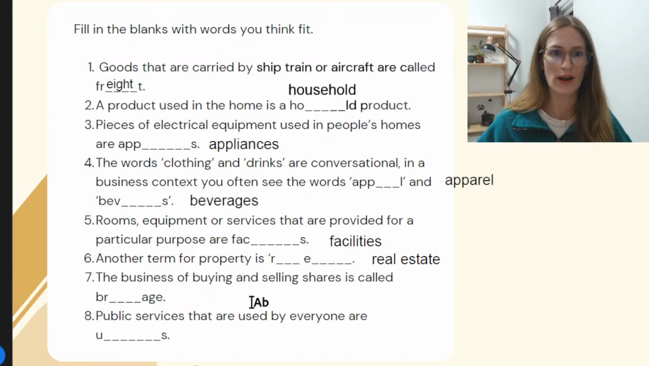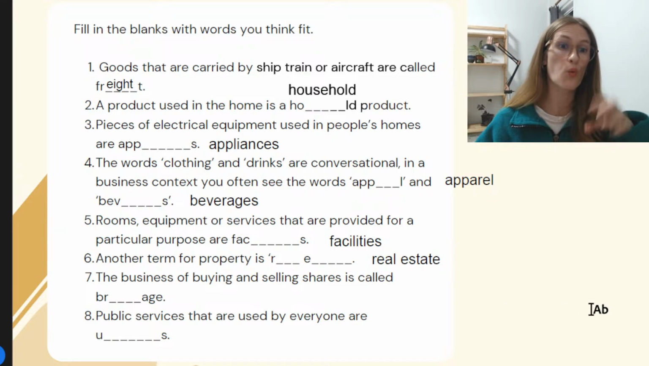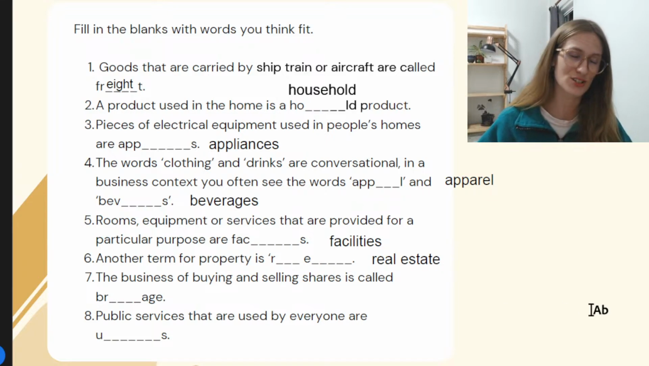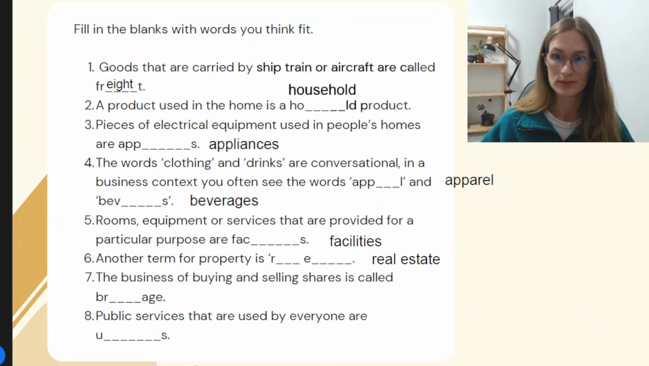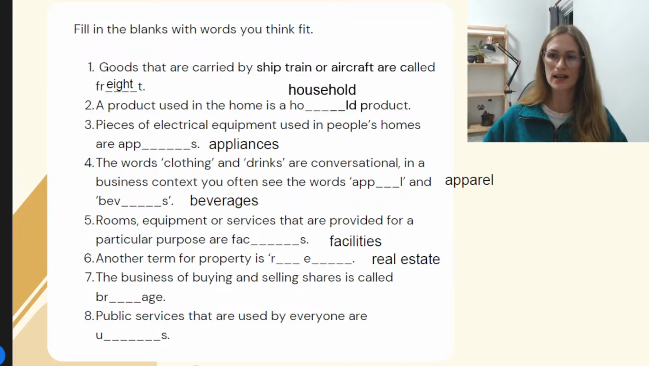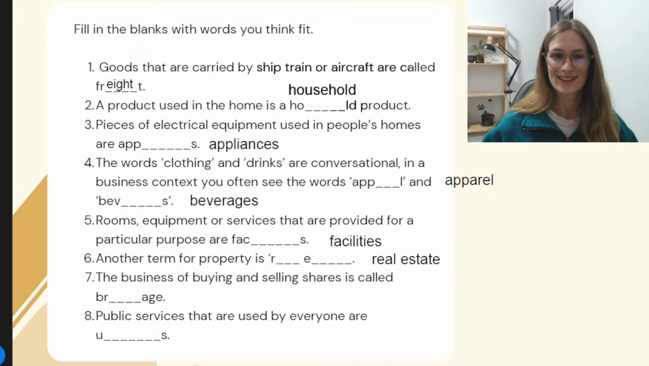The business of buying and selling shares is called... Actually, this one there's a little bit of a correction I need to make. The business where we buy and sell shares is called a... So it's not an office, it is a... This one's quite difficult, so I wonder if you'll get it. Any ideas, Miranda? Any ideas, Bashir?